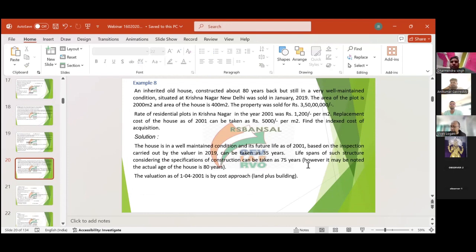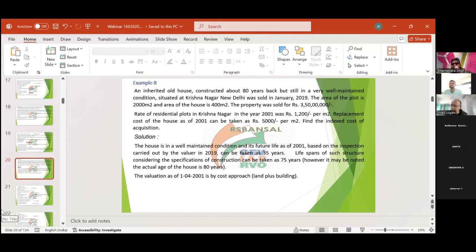An inherited old house constructed about 80 years back, but still in a very well-maintained condition, situated in Krishna Nagar, New Delhi, was sold in January 2019. The area of the plot is 2,000 square meter and the area of the house is 400 square meter. The property was sold for 3 crore 50 lakh. The rate of residential plots in Krishna Nagar in 2001 was 1,200 per square meter. The replacement cost of the house in 2001 can be taken as 5,000 per square meter. Find the indexed cost of acquisition.